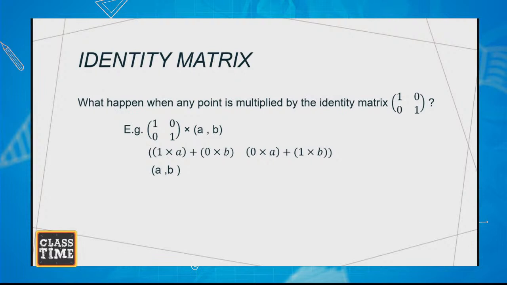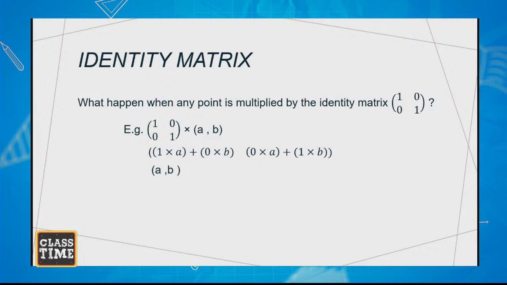Now, what happens when I have any point and I multiply it by the identity matrix? We talked about movement, something happening, we're changing. So we're at 5 units and we want to get to 8 units. We need to add 3 more units to move from 5 to 8, right? Some kind of movement happening.